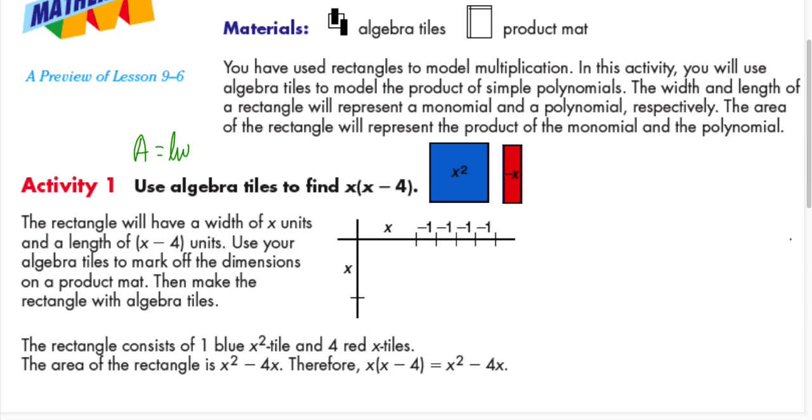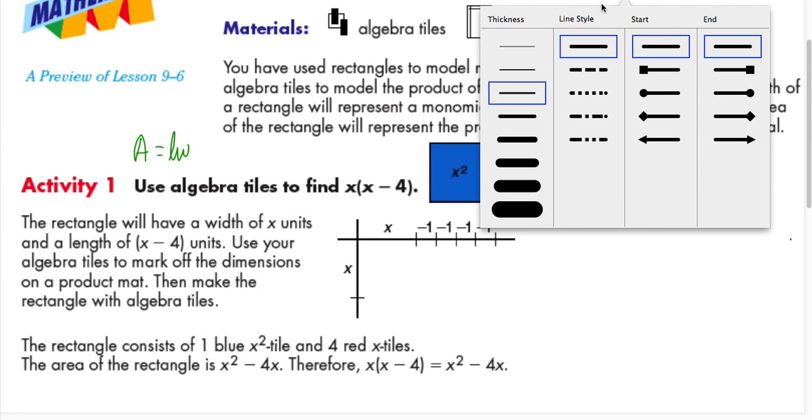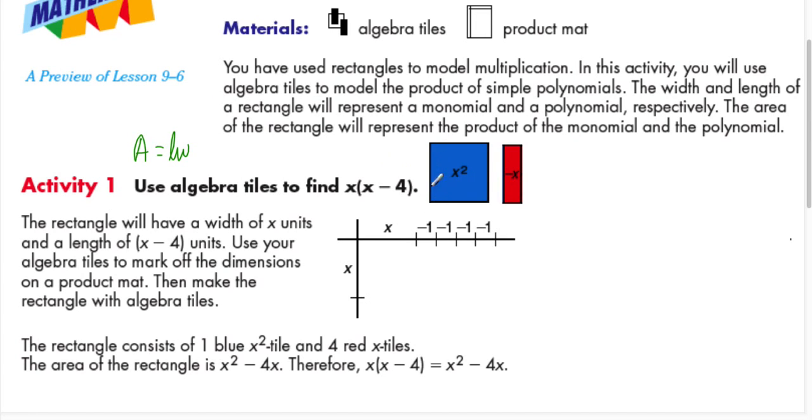Remember when we started discussing algebra tiles, we got the area of an algebra tile by multiplying its sides. For this square, this length is x, that length is x, that's why it gave you x squared. In the negative x tile, the width is negative 1, and you end up with a positive x on the length to give you an area of negative x. So let's use this skill to multiply x times x minus 4 using algebra tiles. The rectangle will have a width of x units and a length of x minus 4 units.